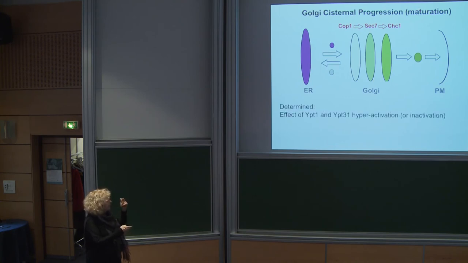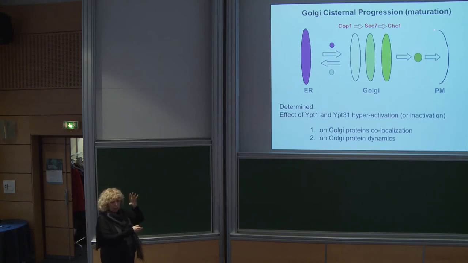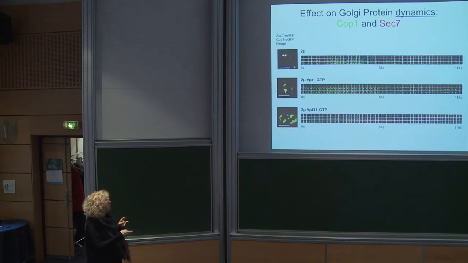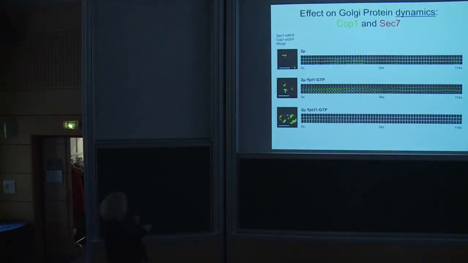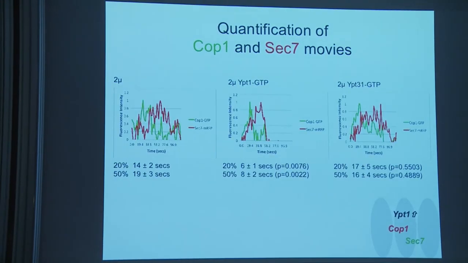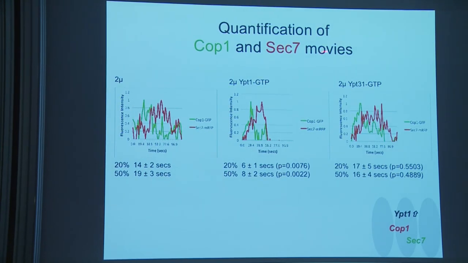So we determined the effect of hyperactivation, which I'll show you, but we also show inactivation of these YPTs on both Golgi protein co-localization snapshots, but also dynamics. And I'll show you just the dynamics. So we watch it by looking at the dynamics of these, and I'm not going to ask you to look at this, but just to understand what we were doing. And then we have the kymographs of tracings of this CUP1 to 6-7, and this is in wild-type cells.